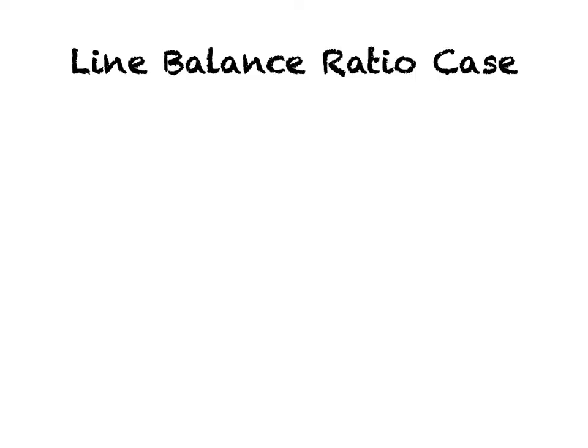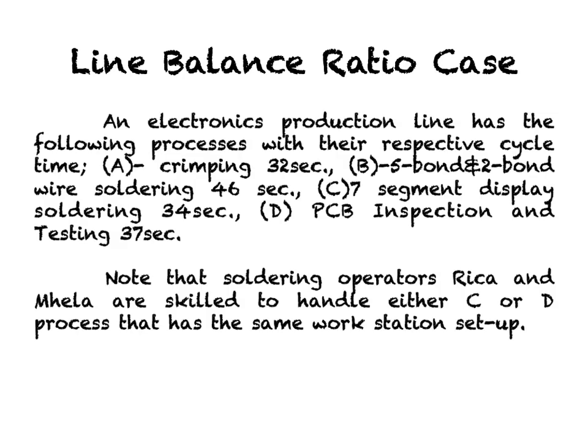Next, we have the line balance ratio case. An electronics production line has the following processes with their respective cycle time. Process A, crimping, has 32 seconds. Process B, 5 bond and 2 bond wire soldering, has 46 seconds. Process C, 7 segment display soldering, has 34 seconds. And process D, PCB inspection and testing, has 37 seconds.